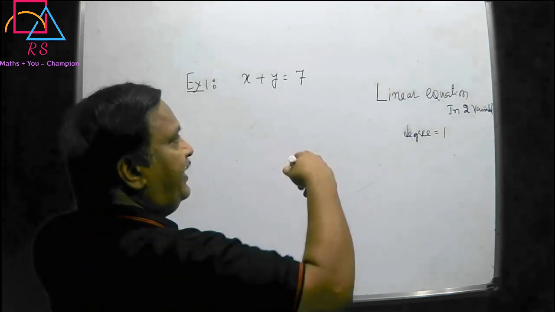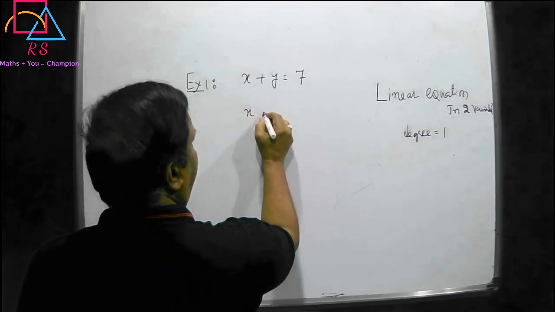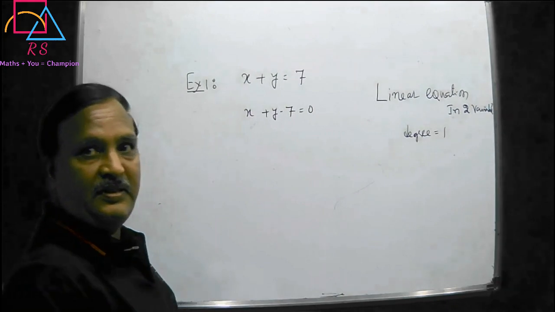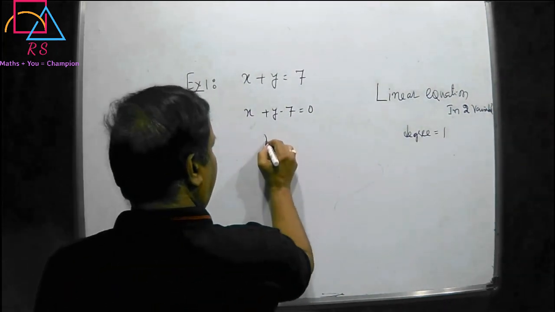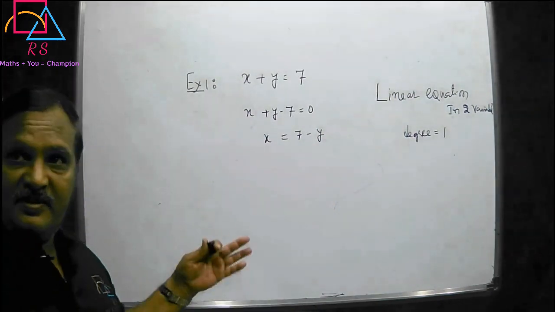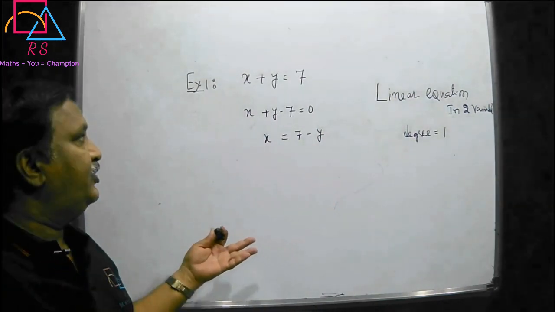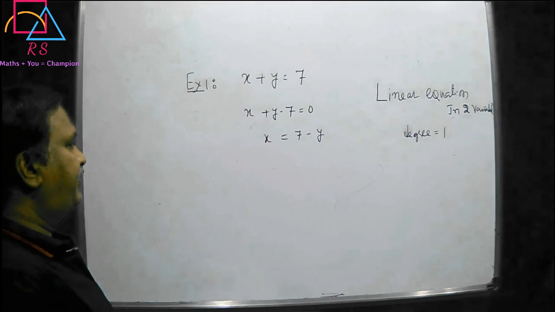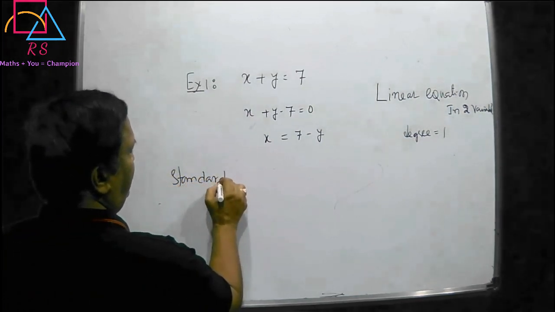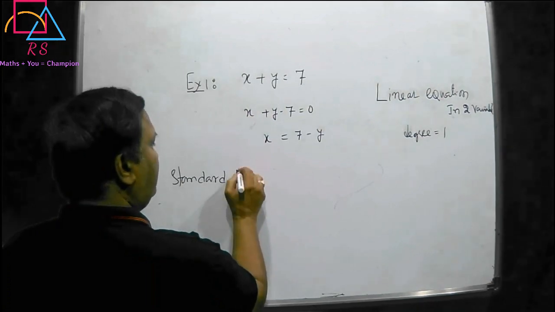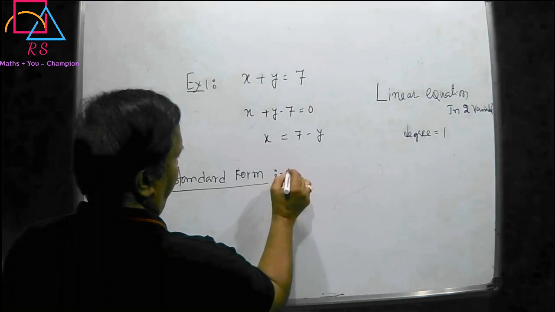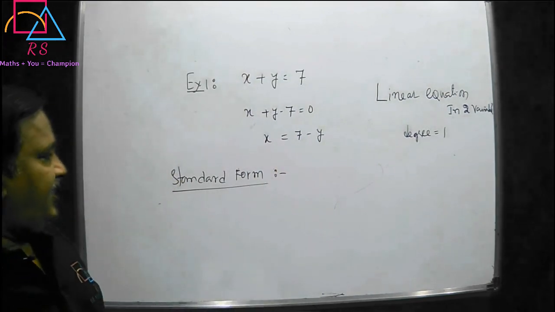It can be in any form. It can be written as x plus y minus 7 is equal to 0. Otherwise, x is equal to 7 minus y. This is also okay. You can write it in any manner, but there is a standard form to represent every linear equation. What is the standard form?